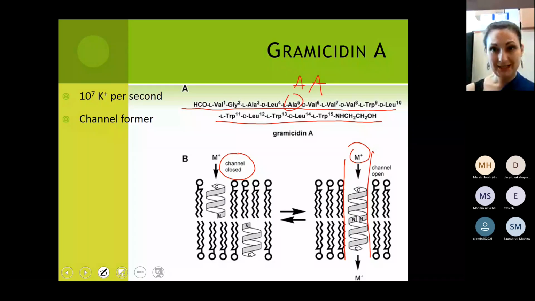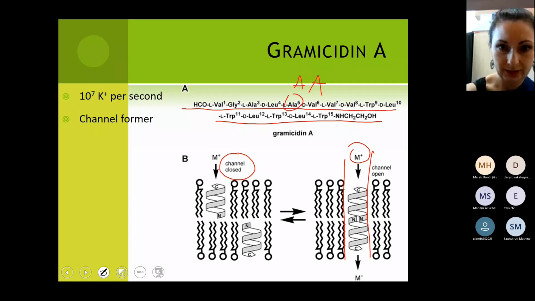So gramicidin A is a polypeptide, a sequence of amino acids. It creates an alpha helix structure, as you can see in this picture, like a spiral structure. It has two parts. The first one is immersed in the outer part of the plasma membrane, and the second one is immersed in the inner part of the plasma membrane.